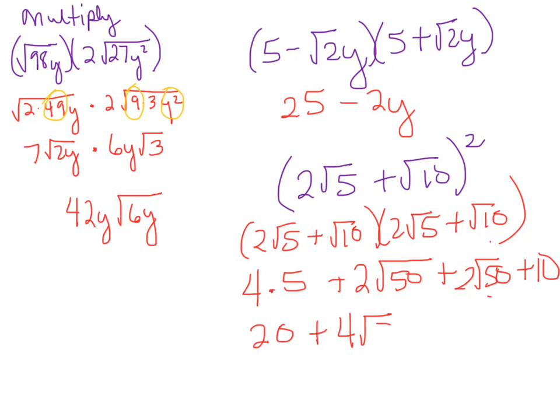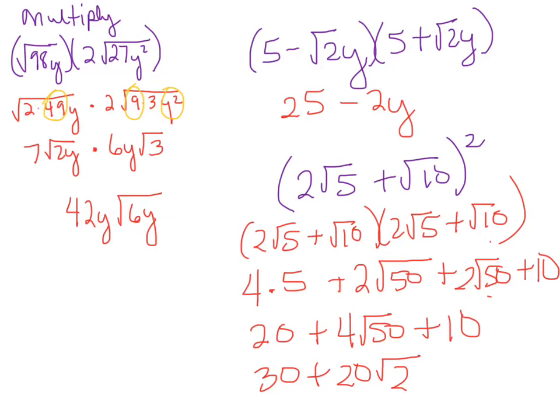Next, I'll simplify 4 times 5 to be 20. I know that I have 2 radical 50s plus 2 more radical 50s. That'll give me 4 radical 50. And then I have another 10 at the end. Finally, adding the 20 and the 10 will give me 30.